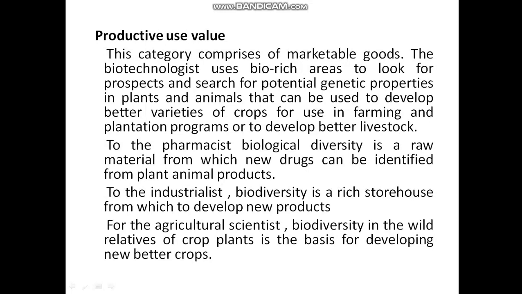The biotechnologist uses bio-rich areas to look for prospects and search for potential genetic properties in plants and animals that can be used to develop better varieties of crops for use in farming and plantation programs, or to develop better livestock. To the pharmacist, biological diversity is a raw material from which new drugs can be identified from plant and animal products. To the industrialist, biodiversity is a rich storehouse from which to develop new products. For the agricultural scientist, biodiversity in the wild relatives of crop plants is the basis for developing new and better crops.